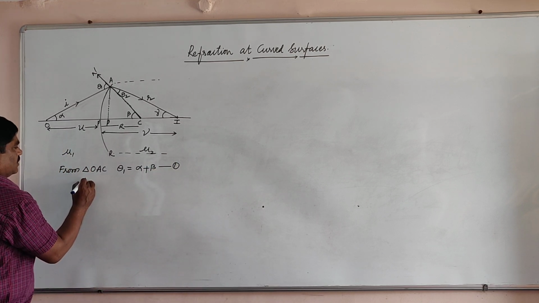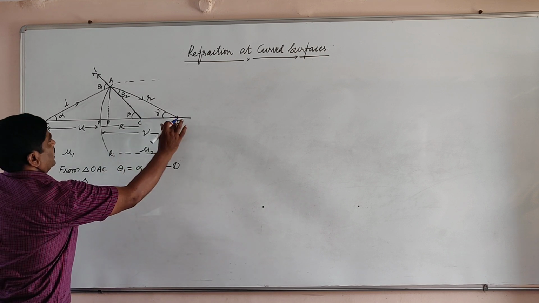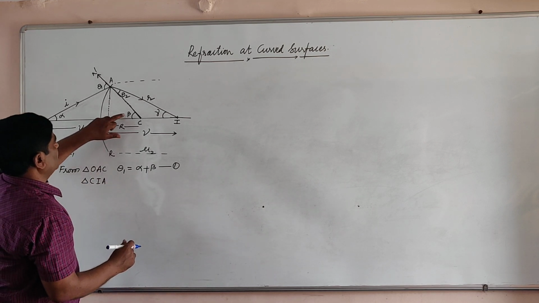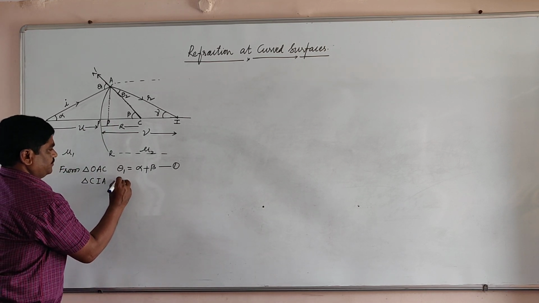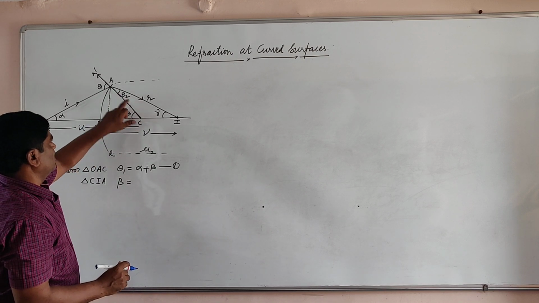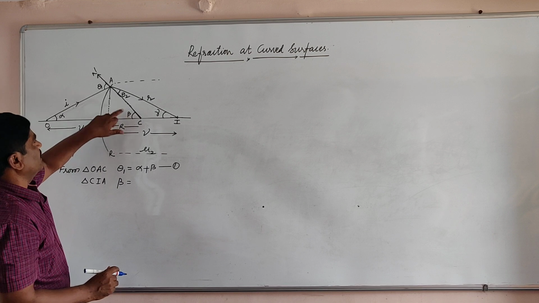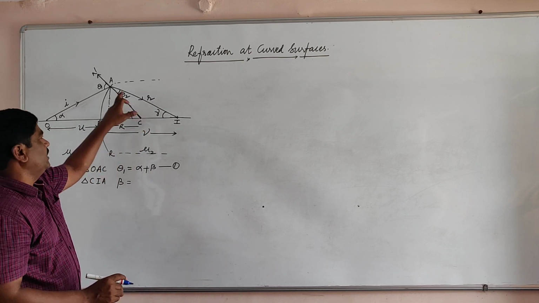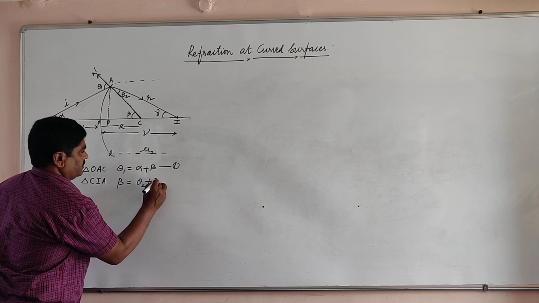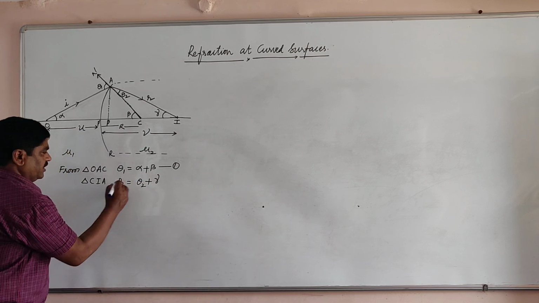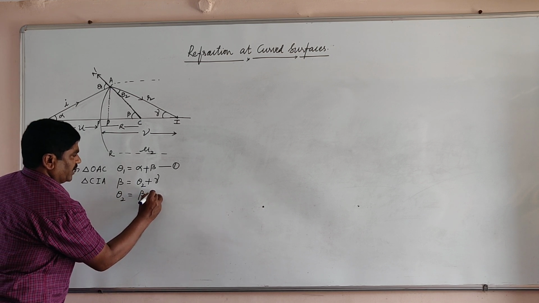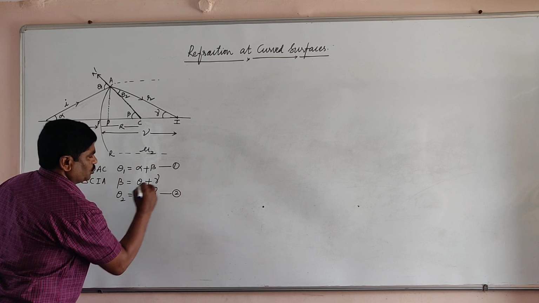Again, take triangle CIA. In this one, the external angle is beta. The external angle is the sum of the two interior opposite angles, which are theta 2 plus gamma. Writing in terms of theta, theta 2 is equal to beta minus gamma. This is equation 2.